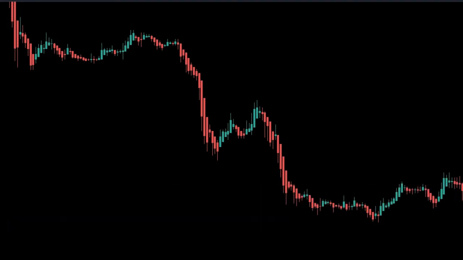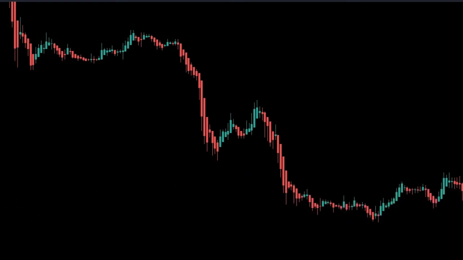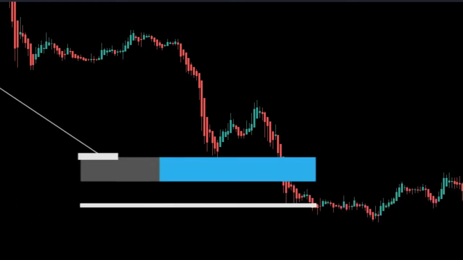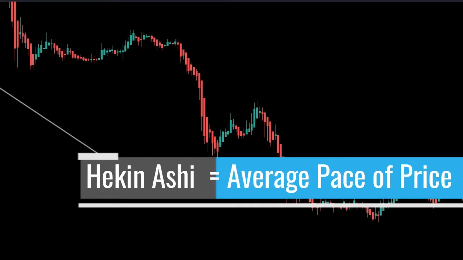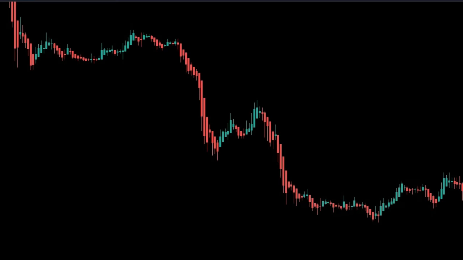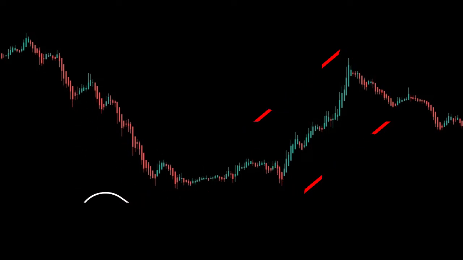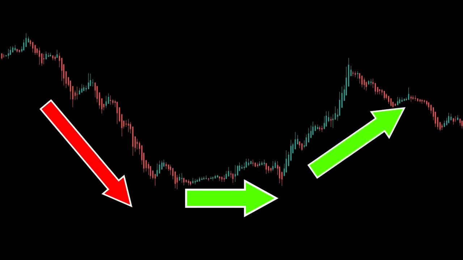Friends, as you all know, most profits are generated when markets are trending, so predicting trends correctly is necessary for making big profits. Heikin means average and Ashi means pace. Taken together, Heikin-Ashi represents the average pace of prices. Heikin-Ashi candlesticks are not used like normal candlesticks. Dozens of bullish or bearish reversal patterns consisting of 1 to 3 candlesticks are not to be found. Instead, these candlesticks can be used to identify trending periods, potential reversal points, and classic technical analysis patterns.